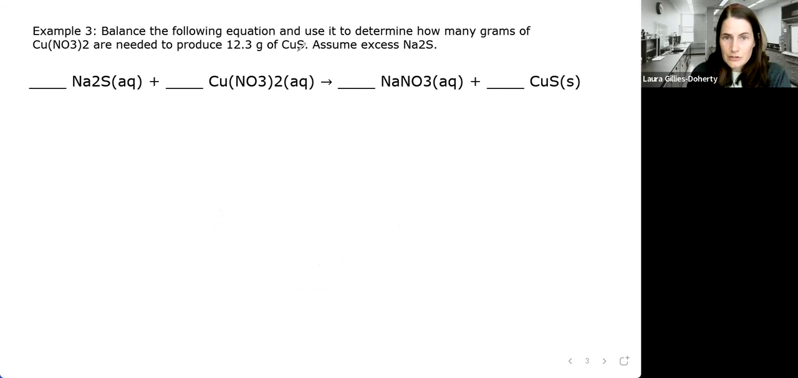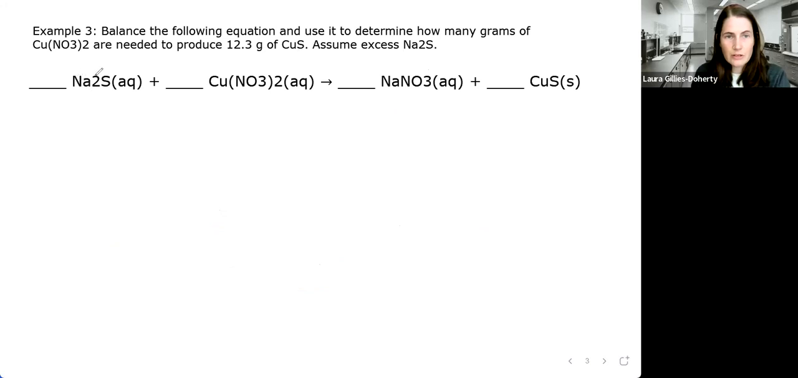And that would be copper 2 sulfide. Okay, so we have sodium sulfide, Na2S, reacting with copper 2 nitrate to make sodium nitrate and copper 2 sulfide. So we need to balance this chemical equation. That's always the first step.